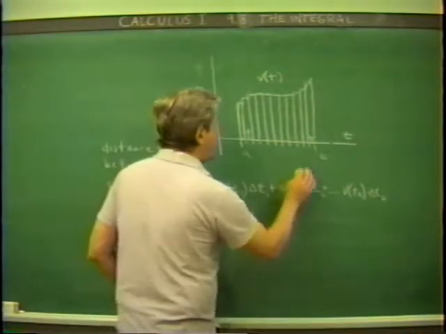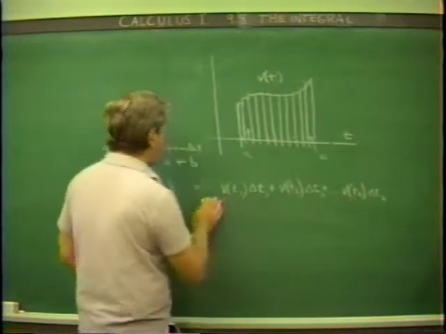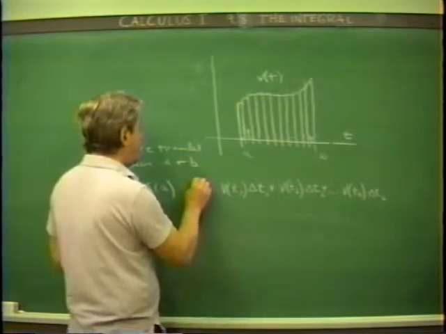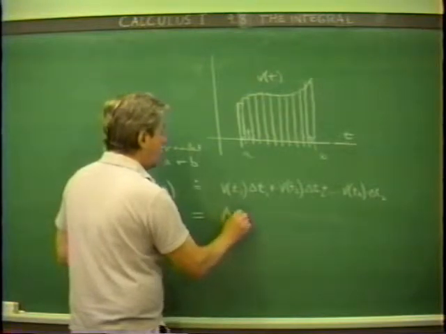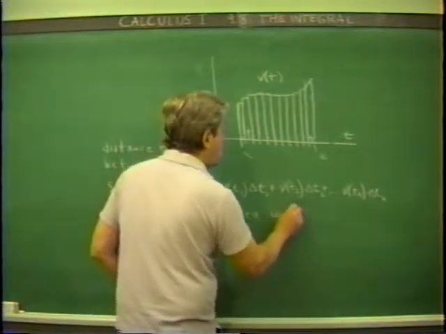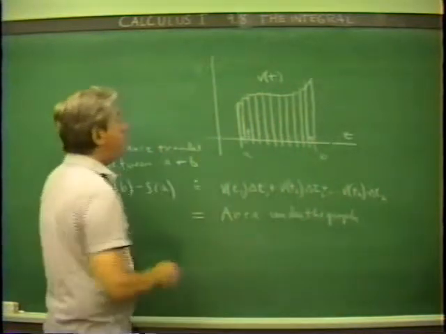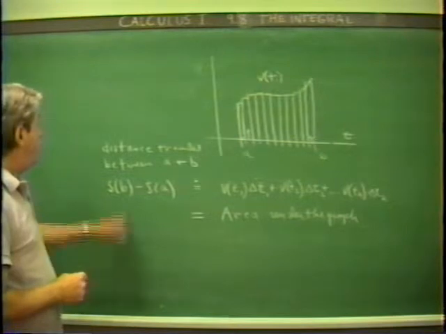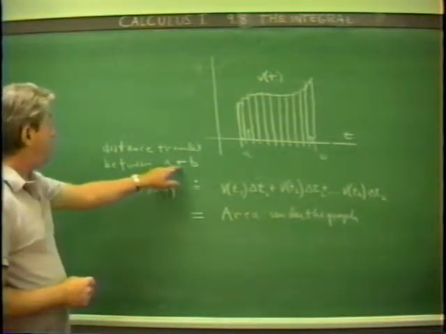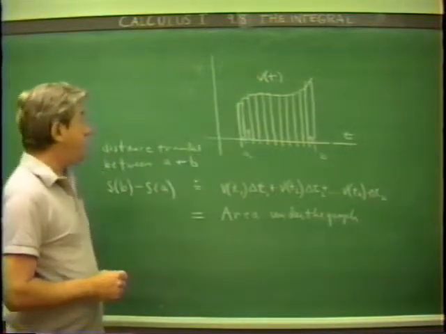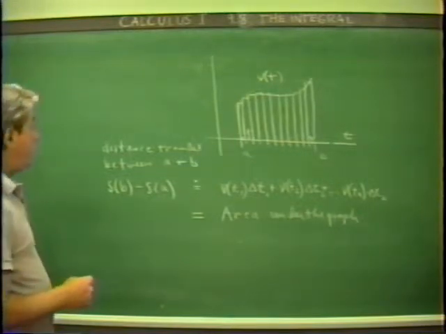But this is approximately the area underneath the graph, and if we let this get very small, the approximation is going to get more and more accurate. This is approximately equal to the area under the graph. So the area underneath the graph of the velocity function is the distance traveled between the two times a and b when the velocity is positive.